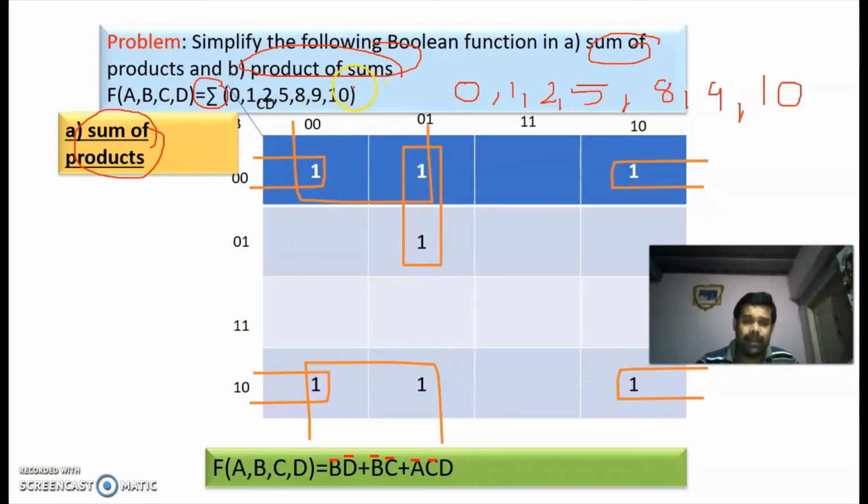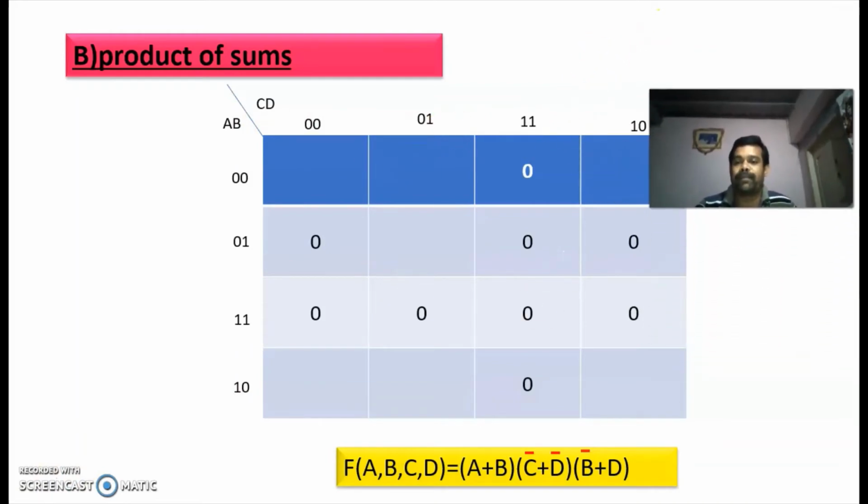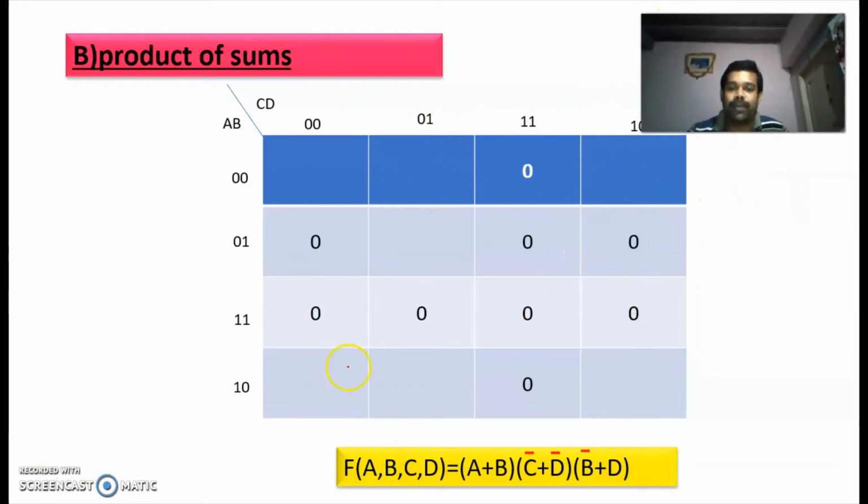POS means the numbers which are missing here. So since you are having 4 variables, you can write from 0 to 15. From 0 to 15, which are the numbers missing here? That is nothing but your POS. So in POS, you have to plot zeros. So we have plotted zeros. Then we are going for grouping.